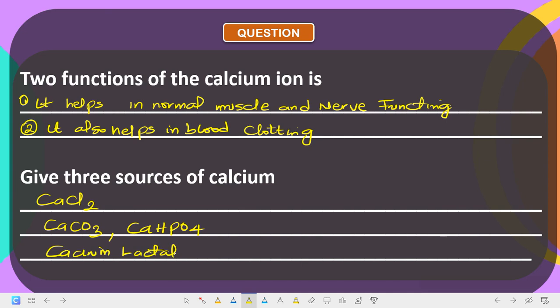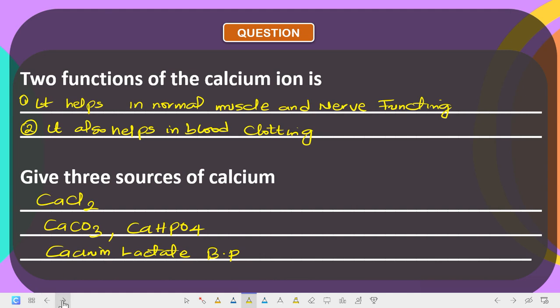So all these, of course, we know the meaning of BP, British Pharmacopoeia. It means it is official. We can find the ingredient for the preparation of calcium lactate BP in the British Pharmacopoeia. So those are the three sources of calcium. If you are asked to give three sources of calcium, you can say calcium chloride, calcium carbonate or calcium hydrogen phosphate, calcium lactate BP. All these are major sources of calcium.